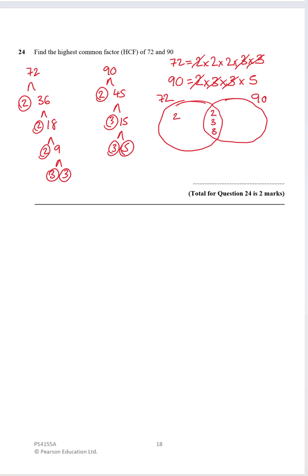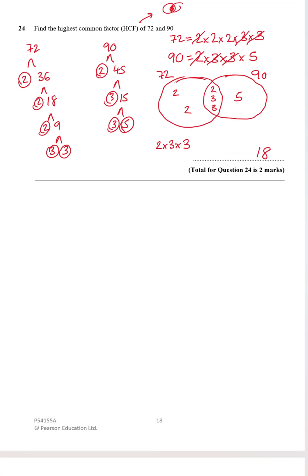Left over for 72, there's a 2 and a 2. Left over for 90, there's a 5. If I were asked to work out the lowest common multiple, I'd multiply everything inside that Venn diagram. But the highest common factor, I'm just going to multiply the numbers in the intersection. So 2 times 3 times 3. 2 times 3 is 6, times by 3 is 18.